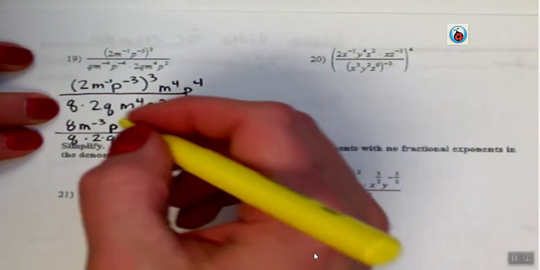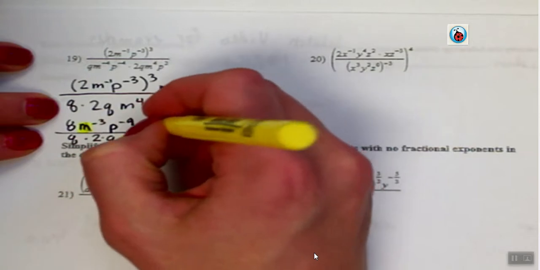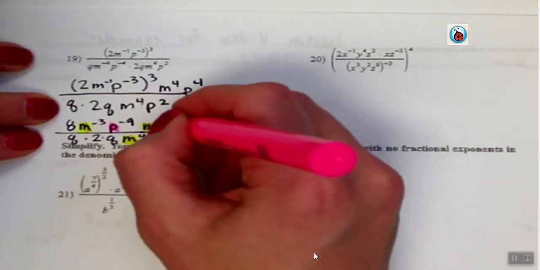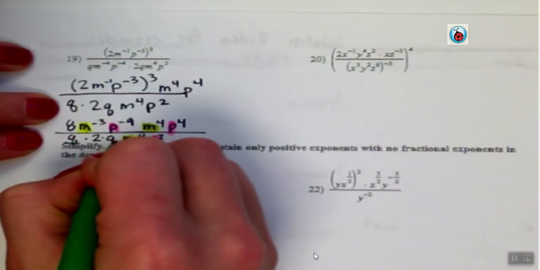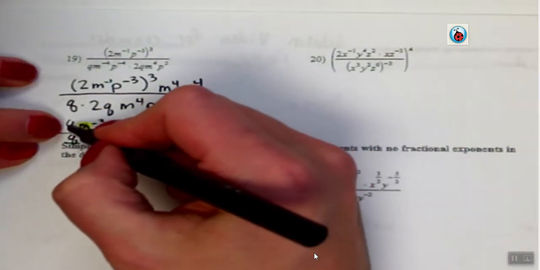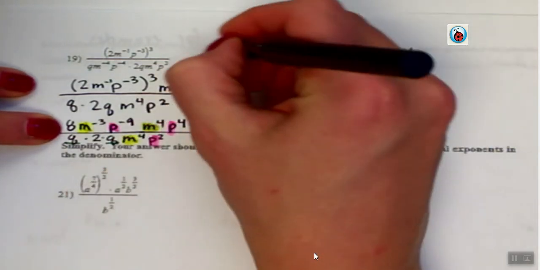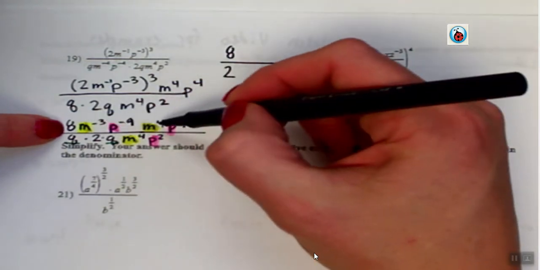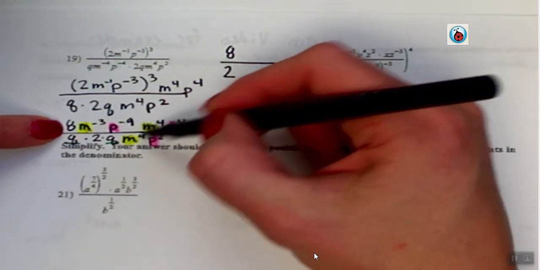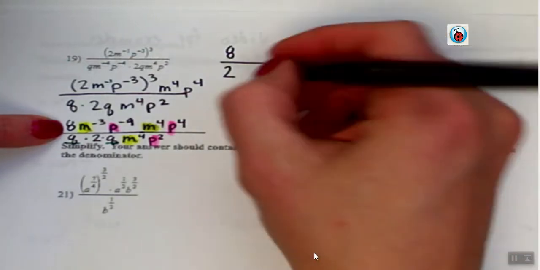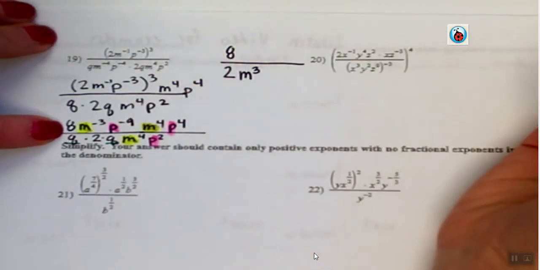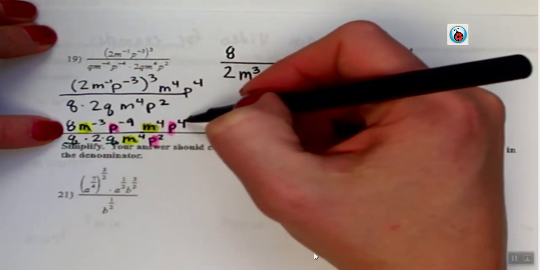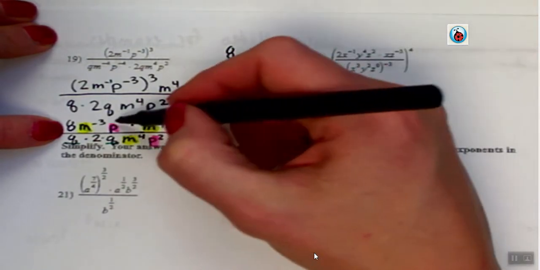All right, I have m, okay, I have 3 m's, p, and I've got q. Okay, 8 divided by 2, so I'm going to leave those for just a second. Okay, negative 3 plus 4. Actually, let's look at this. M to the 4th reduces, so that leaves me m cubed in the denominator. P. Okay, this reduces to p squared in the numerator, which gives me p negative 7.